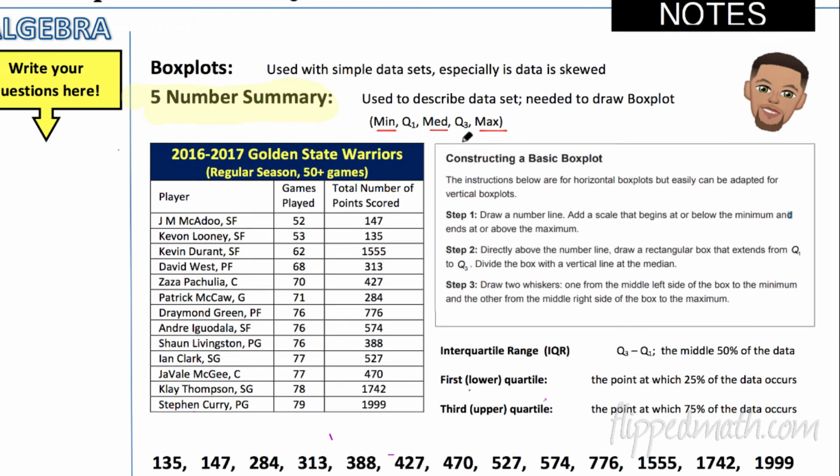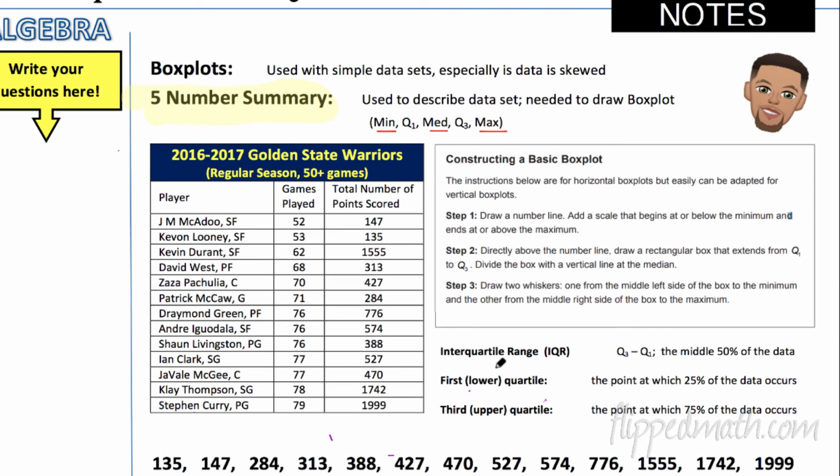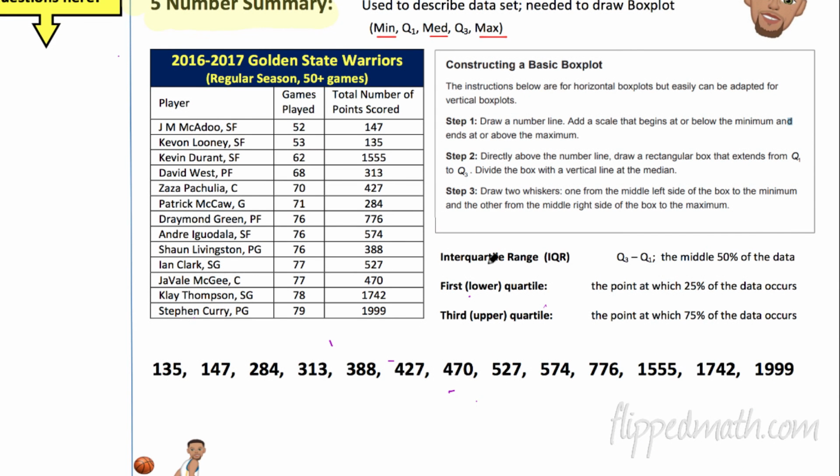So go ahead and write these definitions down. Pause the video if you have to. The first quartile, as we said, is sometimes called the lower quartile. It's the point at which 25% of the data occurs. The third or upper quartile is where 75% of the data occurs. We can also figure out the interquartile range. The interquartile range is where the middle 50% of the data lies.